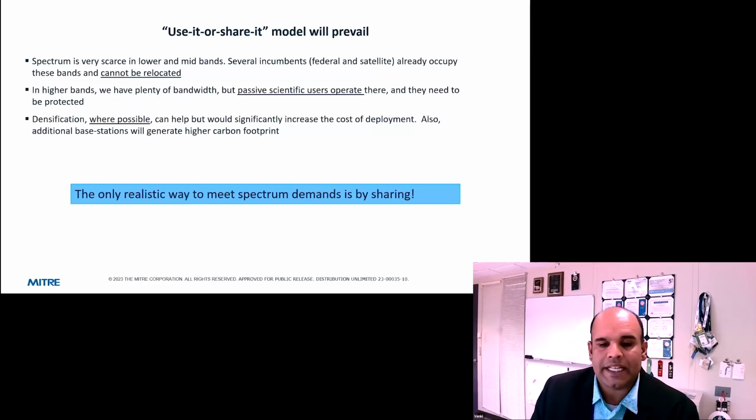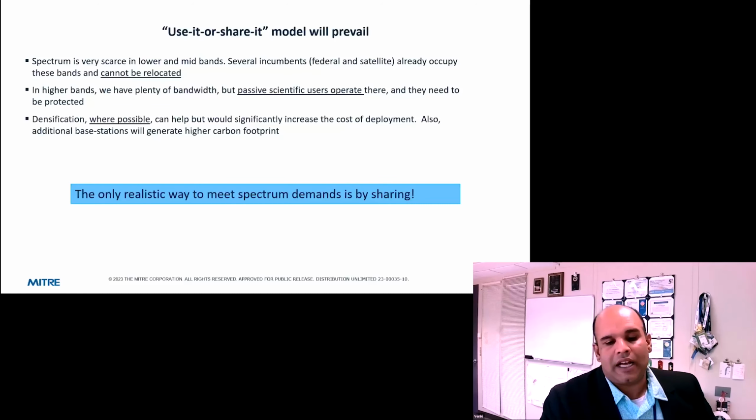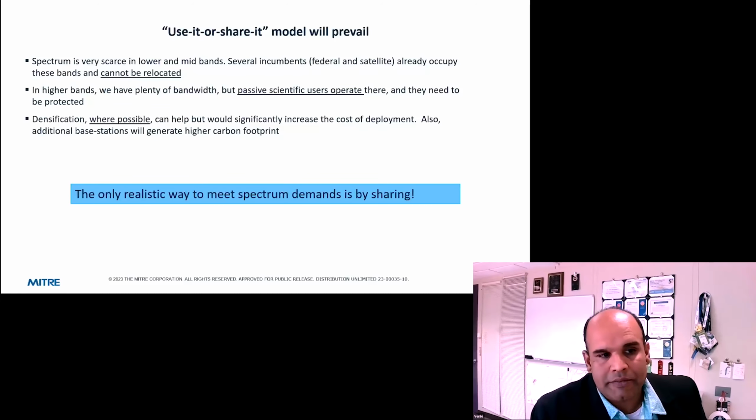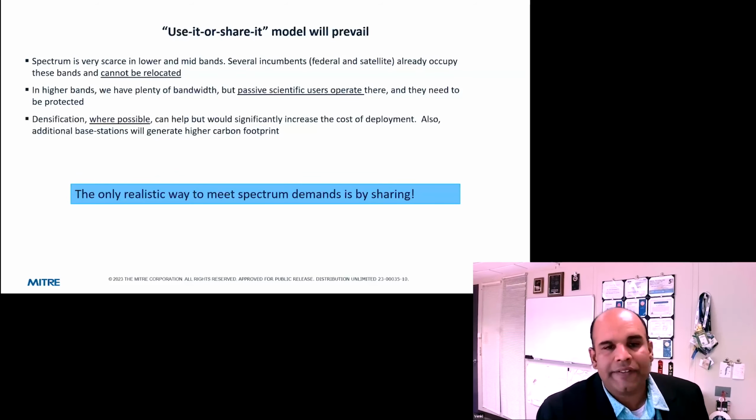So now the question is, we need all this spectrum in the lower and mid bands, but several incumbents are already occupying those bands. And these incumbents are mainly federal incumbents, DoD and other federal users, that cannot be relocated, or in some cases should not be relocated because of national security reasons. So even when they are able to relocate, the cost incurred by relocating them will be significant.